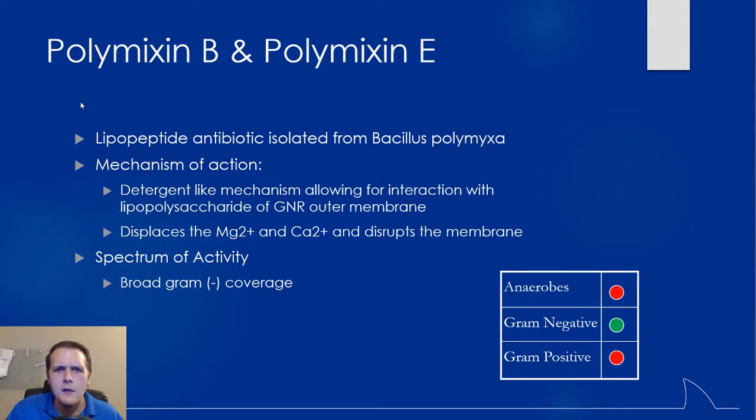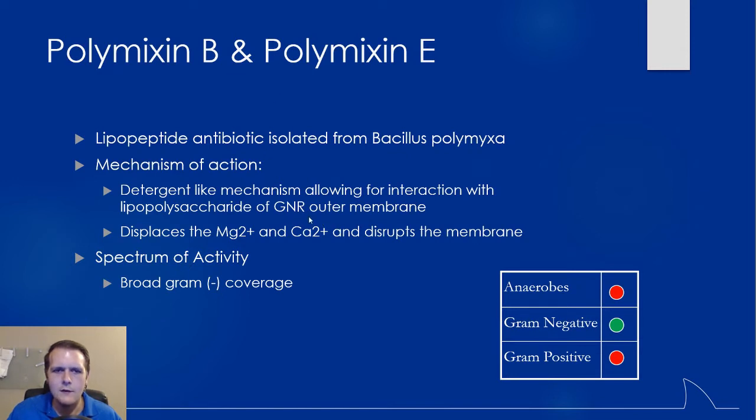So a couple of other ones, Polymyxin B and E. These are going to be agents you might see being used more topically more than anything else. It's actually an antibiotic that is produced by this Bacillus polymyxa. Occasionally, though, we are seeing them being used intravenously if we have really resistant, multi-drug resistant sort of gram-negative bacteria.